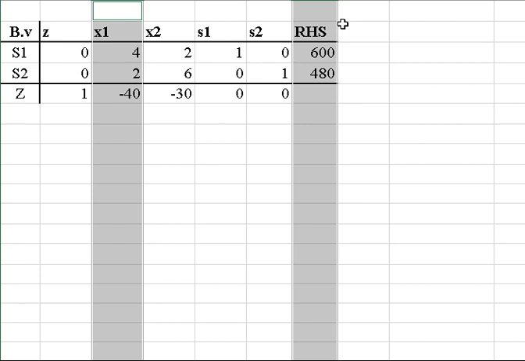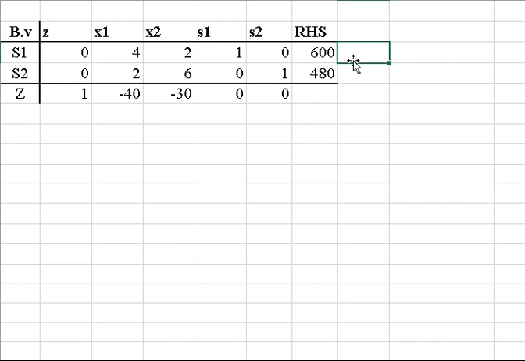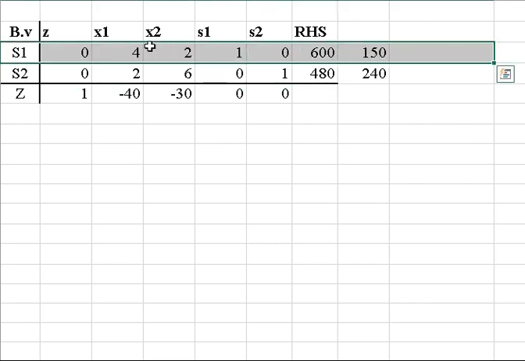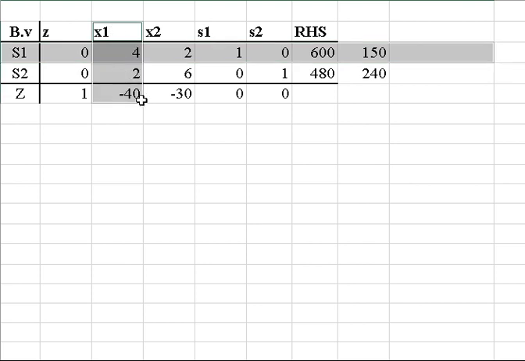Ano ibig sabihin? We need to get the ratio of right hand side divided by the pivot column. Meaning, 600 divided by 4 and 480 divided by 2. We need to get its minimum positive ratio. 600 divided by 4 is equivalent to 150, and 480 divided by 2 is equivalent to 240. The minimum positive ratio, ang pinakamaliit na positive value sa kanila, is yung 150. Meaning to say, our leaving variable is S1 and our entering variable is X1.